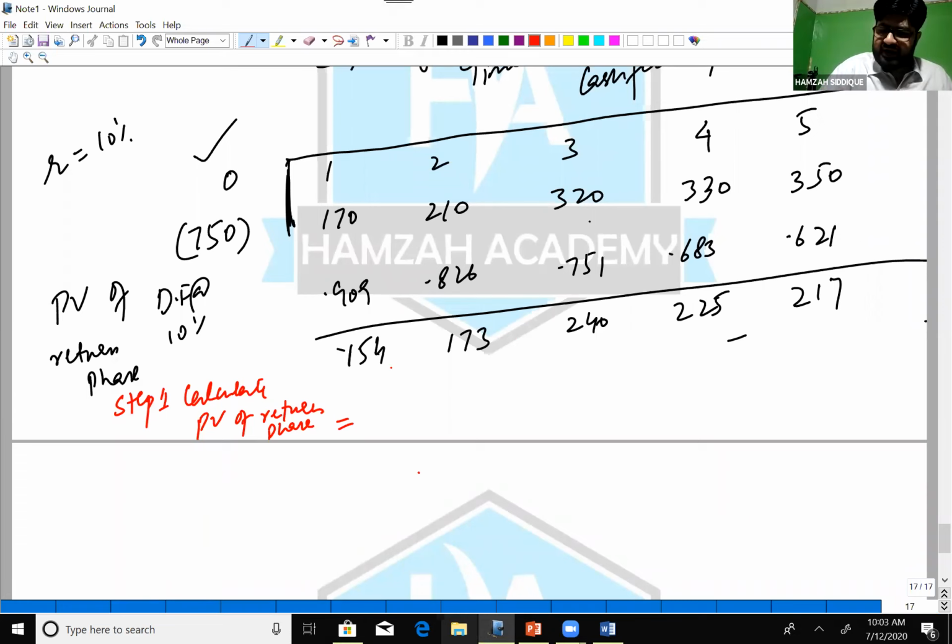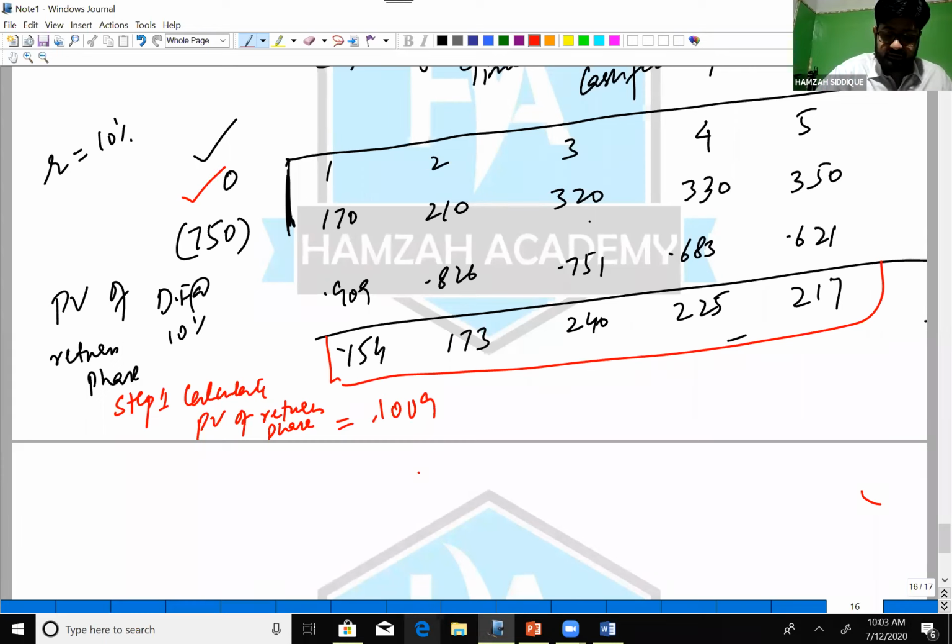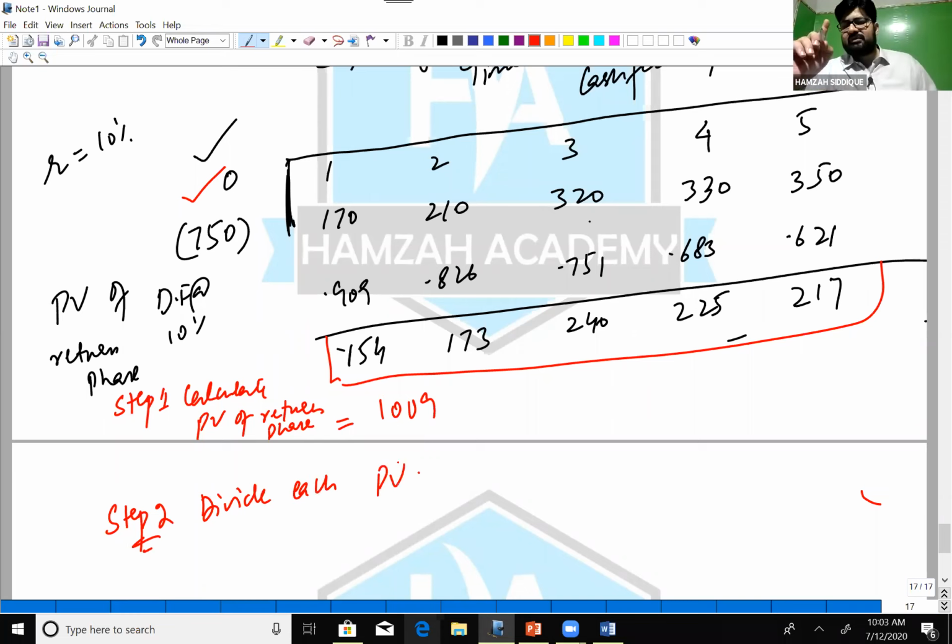So the sum of the present values of the return phase only, ignoring this, remember, is 1009. Now, step 2: divide each present value. I am writing these steps just to make you understand. In the exam, you don't have to write them in words; you have to simply calculate. Divide each year's present value by the total present value of cash flows.